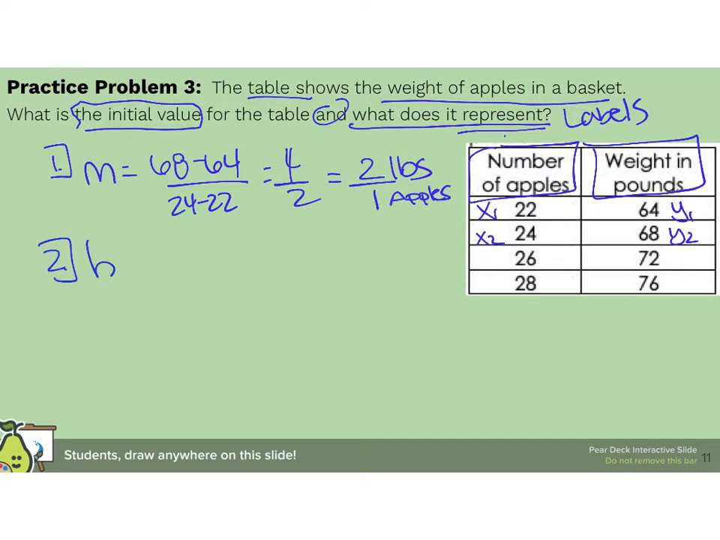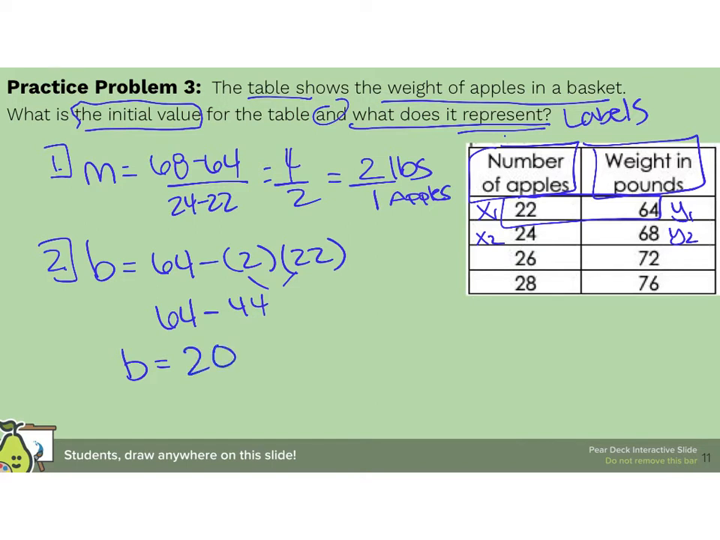So now to find my b, I'm going to take this first point. This is my first y, 64, minus my slope, which is 2, times my x there, which is 22. So 64 minus 22 times 2 is 44, to get b equals 20. Now, what does this 20 mean?